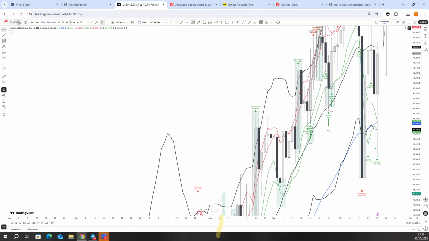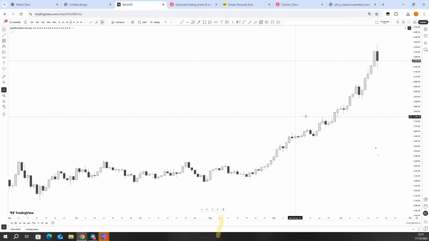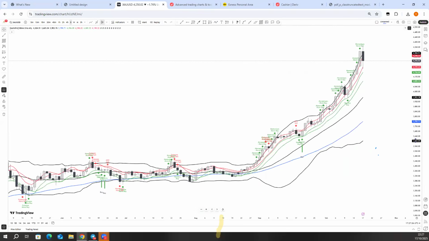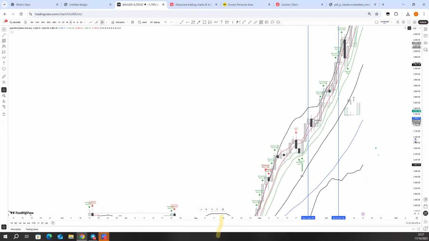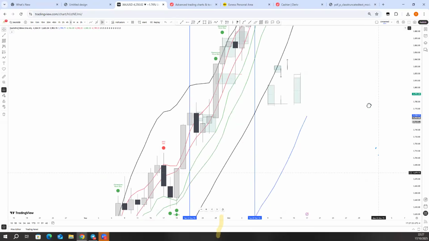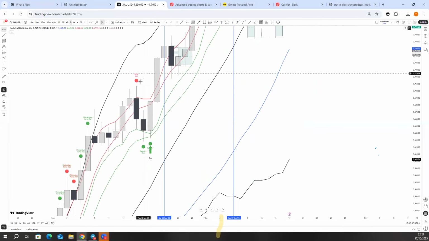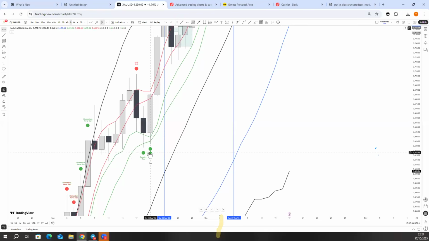Let's see another pair. Let's check other pairs. Let's check gold. It works also on gold. This is the gold daily time frame right here. You mostly have CSA, MHV sell. And I told you these appear immediately price gets to this point. It will not happen after something, no, it's immediate. So this is your re-entry buy here.